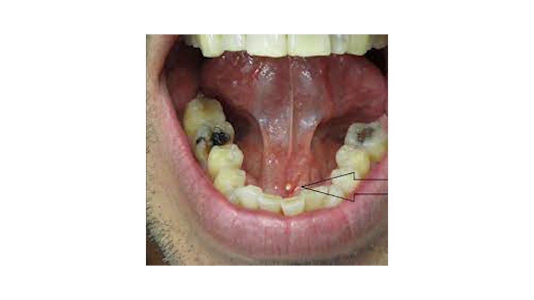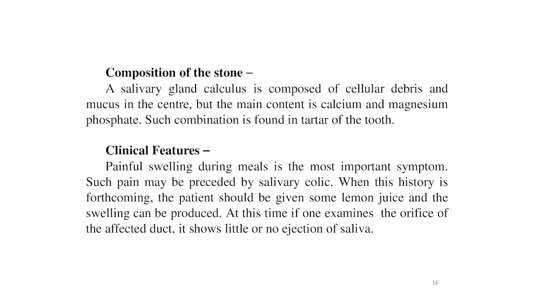The arrow shows the calculus in the submandibular duct, and a carious tooth is also there. This is the advancement of this image. Now the composition of the stone. A salivary gland calculus is composed of cellular debris and mucus in the center, but the main content is calcium and magnesium phosphate. Such a combination is found in tartar of the mouth.